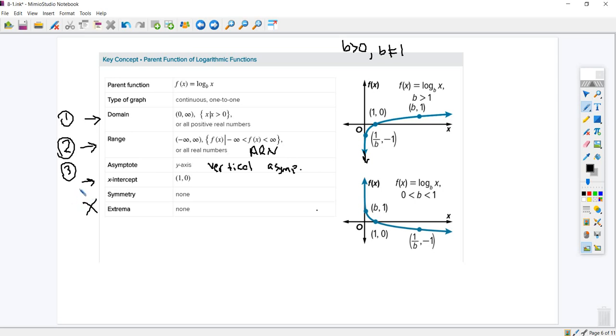X-intercept will be 1, 0 for the parent function, any parent function. But if you have something complex, you need to check that out. It might be something other than 1 and 0. Symmetry and extrema, don't worry about them.